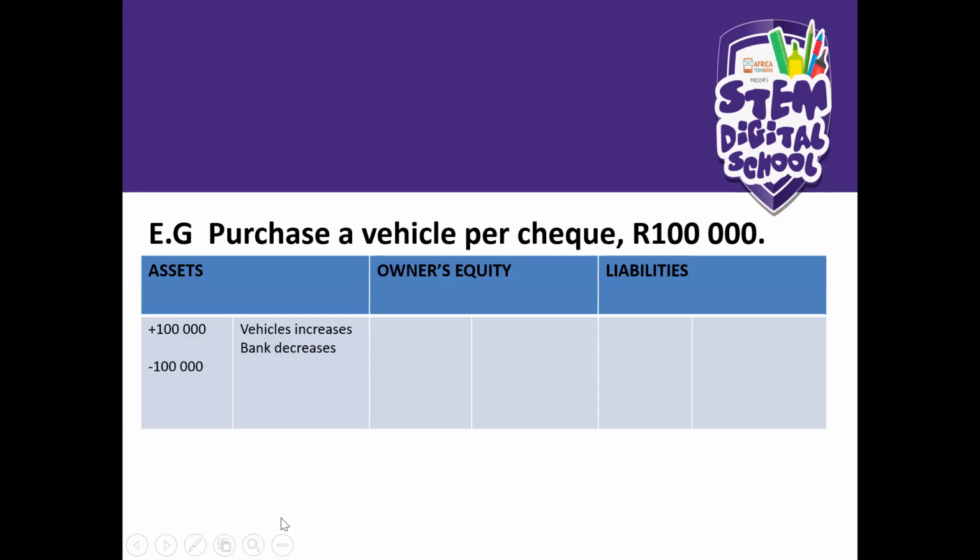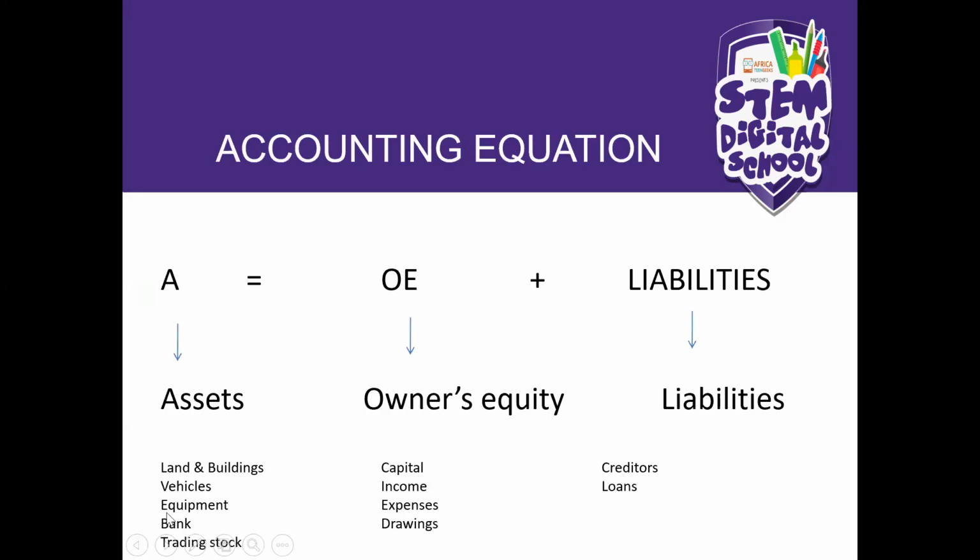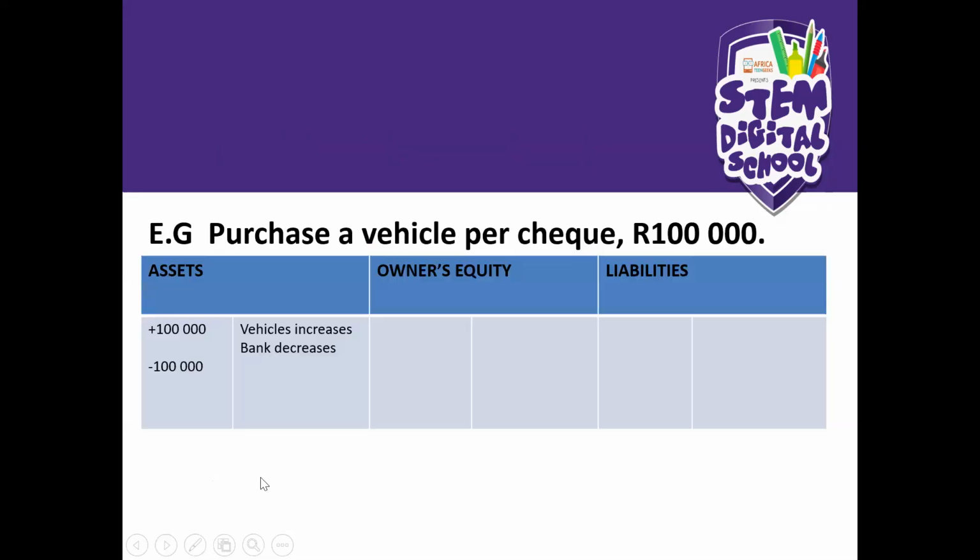And that is why I want you guys to have that paper in front of you. And I'm just going to go back now. Vehicles is falling under assets. So we've already said vehicles is going to increase, therefore a plus. And remember, vehicles is falling under assets. So under assets, we're going to say plus 100,000 Rand. Why? Because your vehicles is increasing.